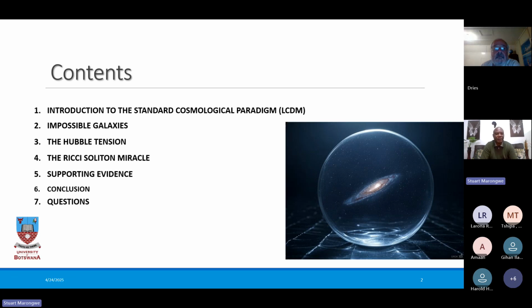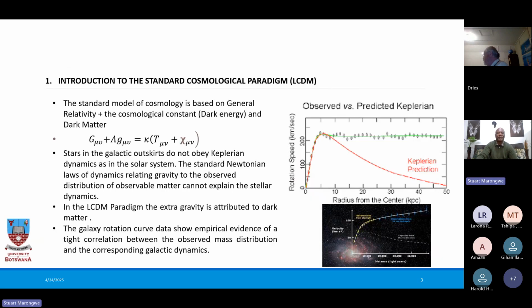And so this is how my talk is going to proceed. I will introduce the standard model of cosmology, or lambda CDM. I will introduce the problem of impossible galaxies and some proposed solutions. Then I will introduce the Hubble tension, which is one significant tension in cosmology, although there's another one called the S8 tension that is kind of related to the Hubble tension. I will also briefly discuss it. Then I will introduce the Ritchie-Soliton and how it solves this problem, and also present some supporting evidence to this solution. So let me introduce, first of all, the standard model of cosmology.